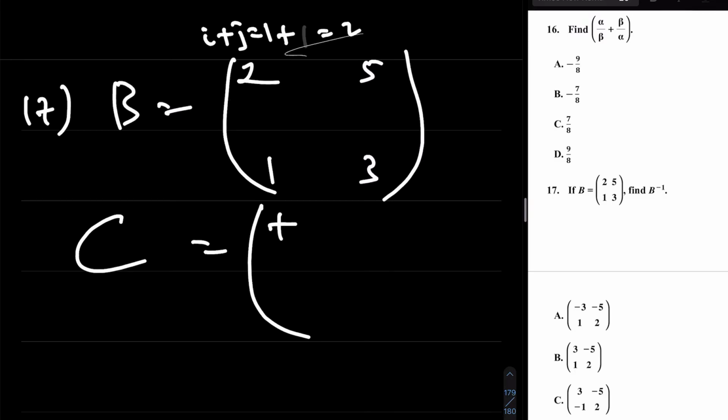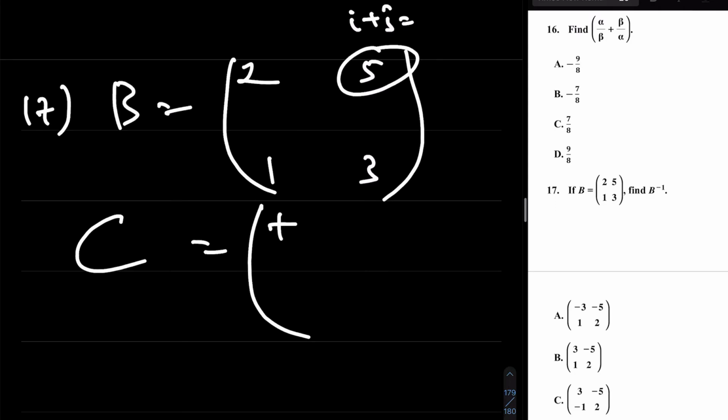Now here, 5 is in the first row. That means i plus j, in the first row and the second column, will be 1 plus 2, which is 3. Since it is odd: if i plus j is even, the sign that will be attached to the cofactor of the element will be positive. If i plus j is odd, we assign a negative sign to the cofactor of the element. So this will have a negative sign.